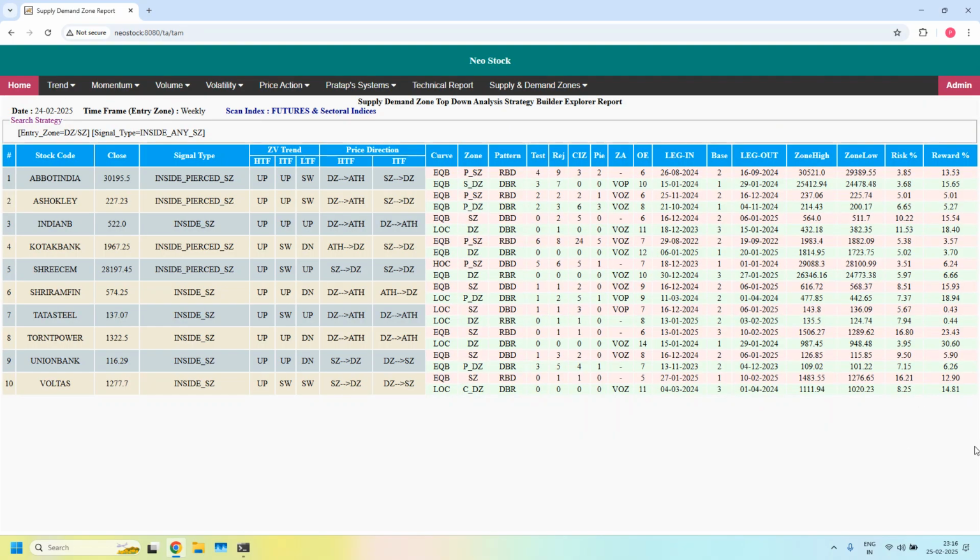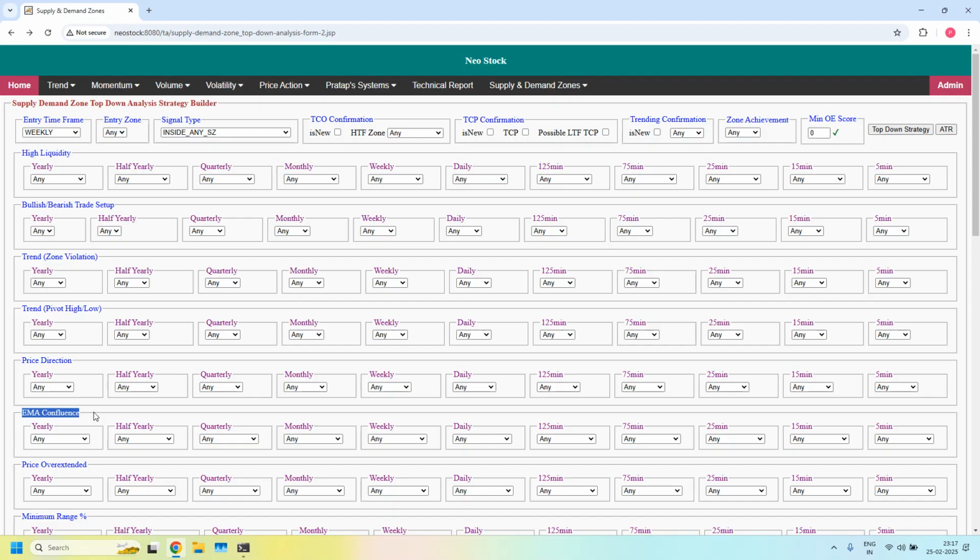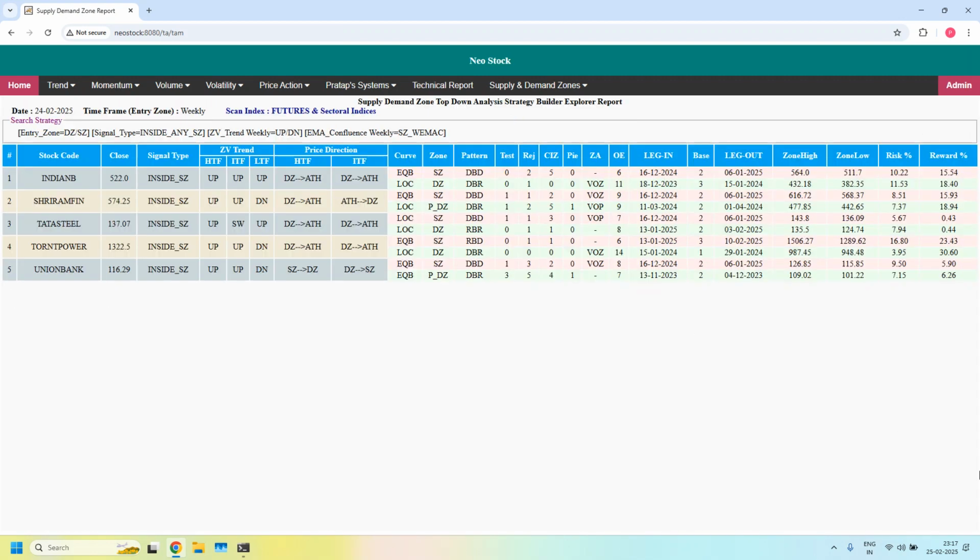We got 10 stocks. Out of these 10, how many weekly supply zones are having weekly EMA Confluence? Let's verify. The EMA Confluence, weekly time frame, I'm checking: weekly supply zone having weekly EMA Confluence or not. Trend on the weekly should be either up or down. With these filters, we got 5 stocks. These 5 weekly supply zones are having weekly EMA Confluence. So this is about weekly time frame.